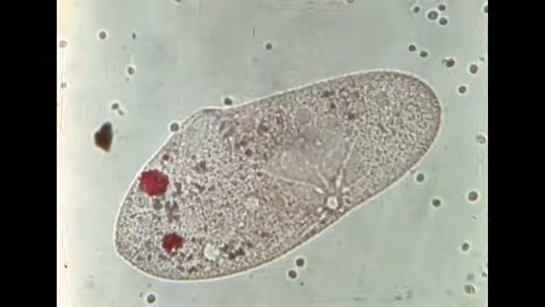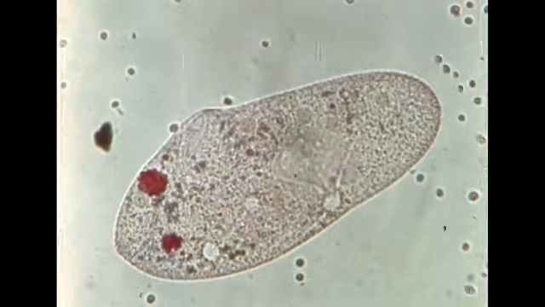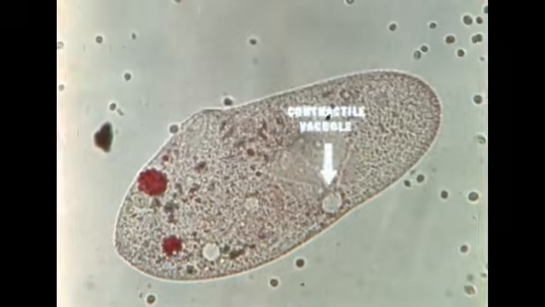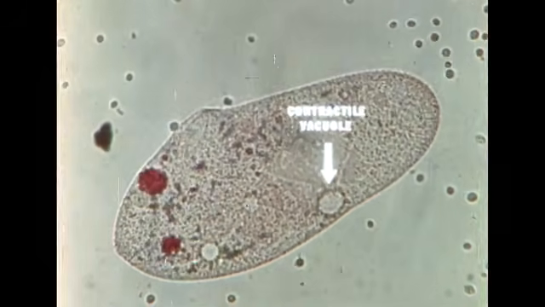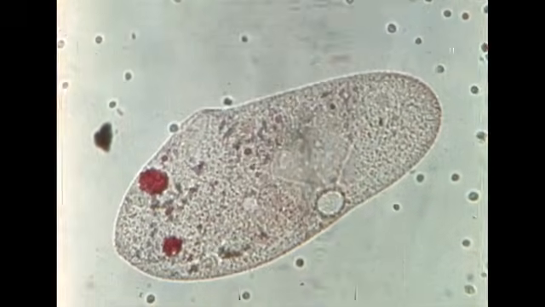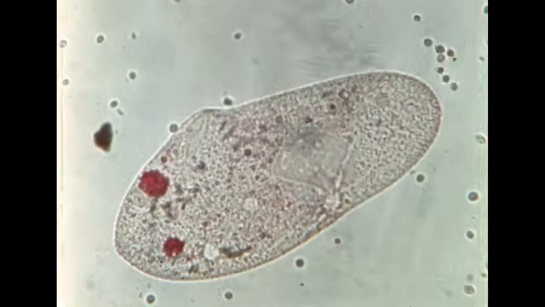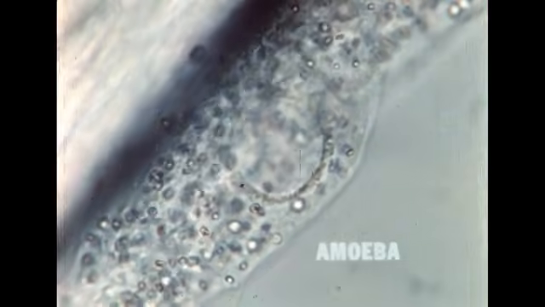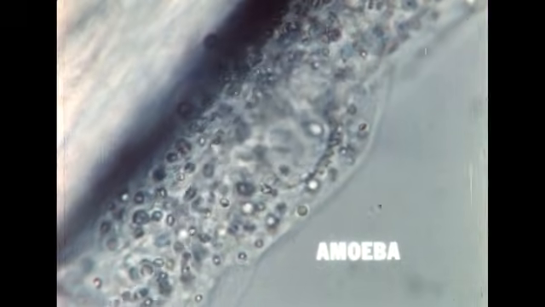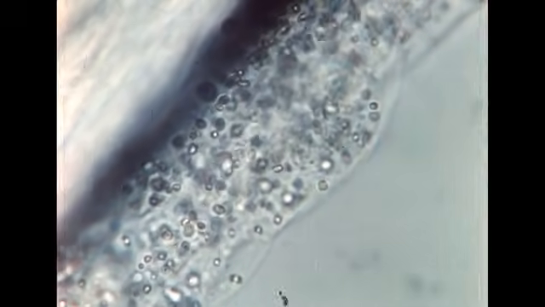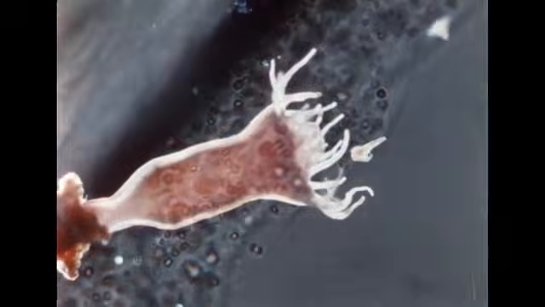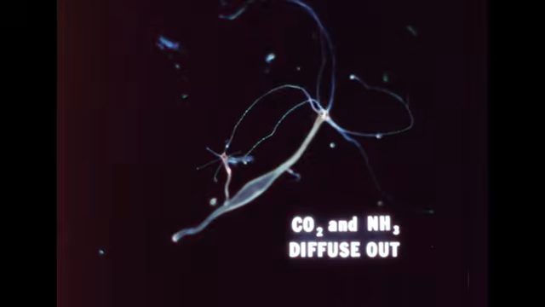Excess water, which accumulates in the paramecium, passes from the cytoplasm into a contractile vacuole by way of radiating canals. When the vacuole is filled, it expels the water to the outside. Energy is expended in the process. In some multicellular animals, carbon dioxide and ammonia diffuse out of the cells. This is possible because their cells are in constant contact with the external medium.